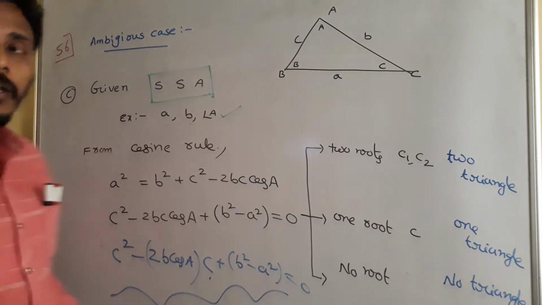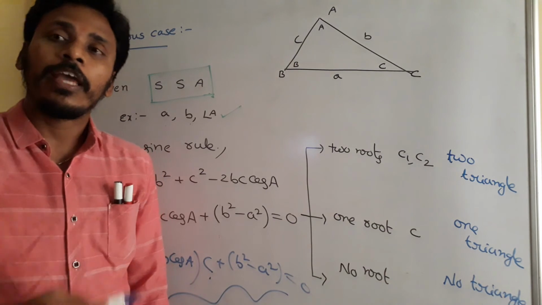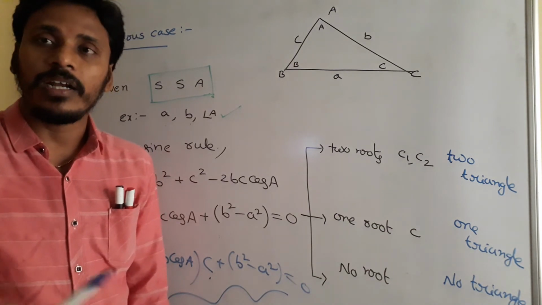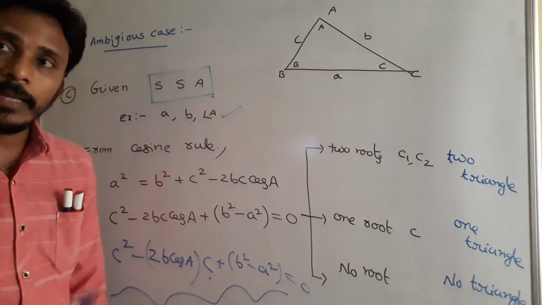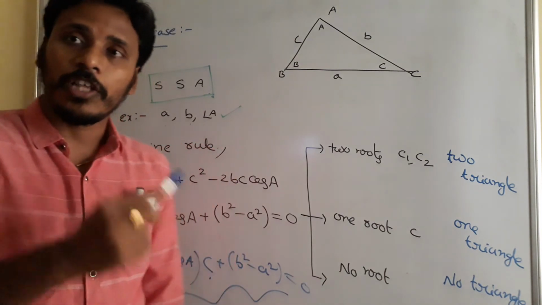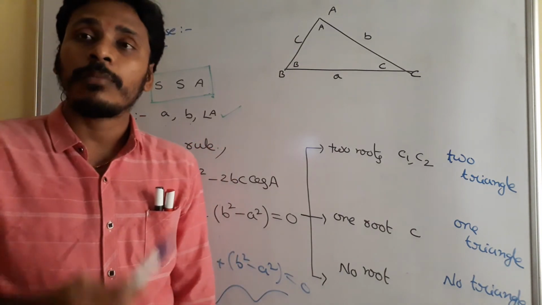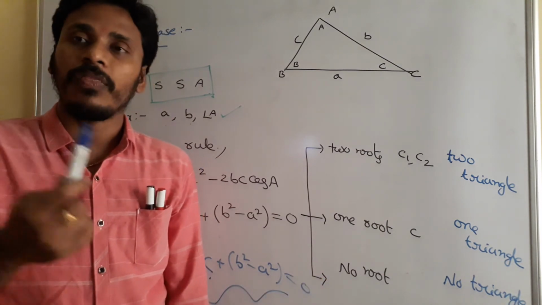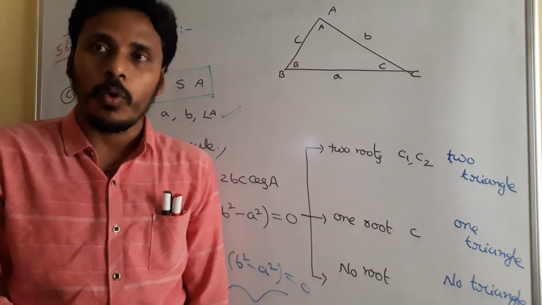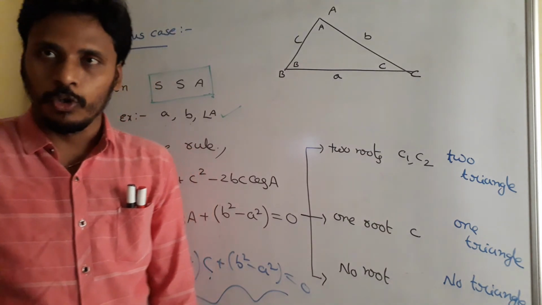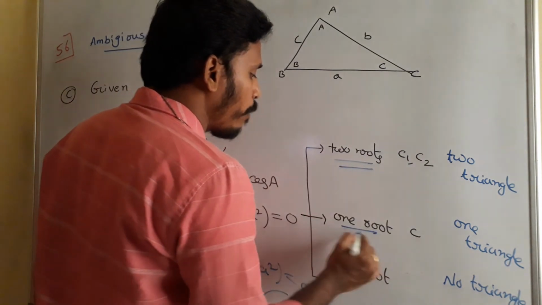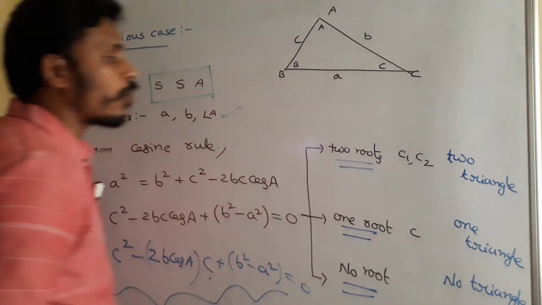We are very familiar with quadratic equations. If you solve a quadratic equation, sometimes you will get two roots if the discriminant is greater than 0. Sometimes you will get only one root if the discriminant is equal to 0. And sometimes you will get no roots if the discriminant is less than 0. Depending on the discriminant and the quadratic, we will just find the roots. So this quadratic equation may have two roots, one root, or no root.